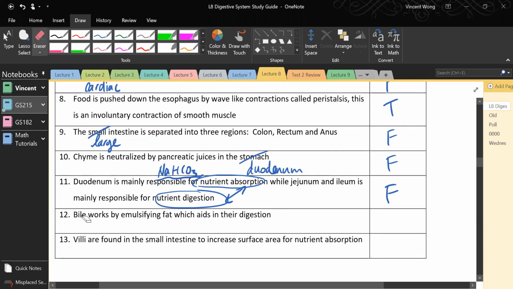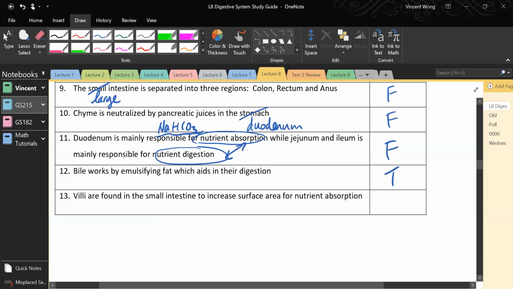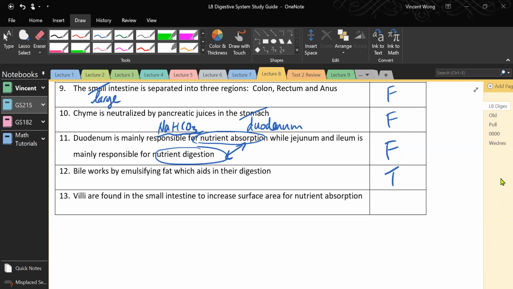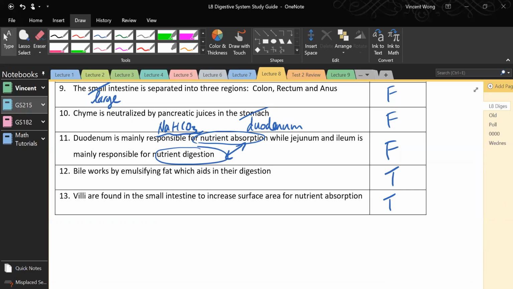Bile, which is the stuff that you get from the gallbladder, works by emulsifying fat, which aids in their digestion. True. Emulsification means you break them down into little droplets and surround them. And that's exactly what bile does. And finally, villi are found in the small intestine to increase surface area for nutrient absorption. That is true. That's what we talked about on the previous page.